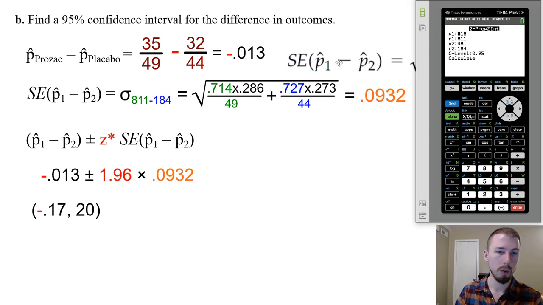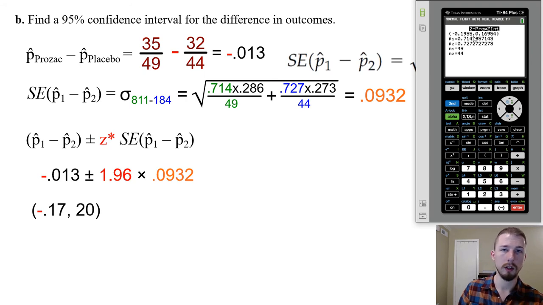So our proportion for Prozac should be 35 out of 49. The proportion for the placebo is 32 out of 44. And we want 95% confidence. And there we go. Now, notice with our confidence interval here, if we interpret that, we're 95% confident that the true difference between the Prozac recovery rate and the placebo recovery rate, which means they just would have naturally grown out of their eating disorder without the use of the active drug, right, is anywhere between negative 20% and positive 17%.